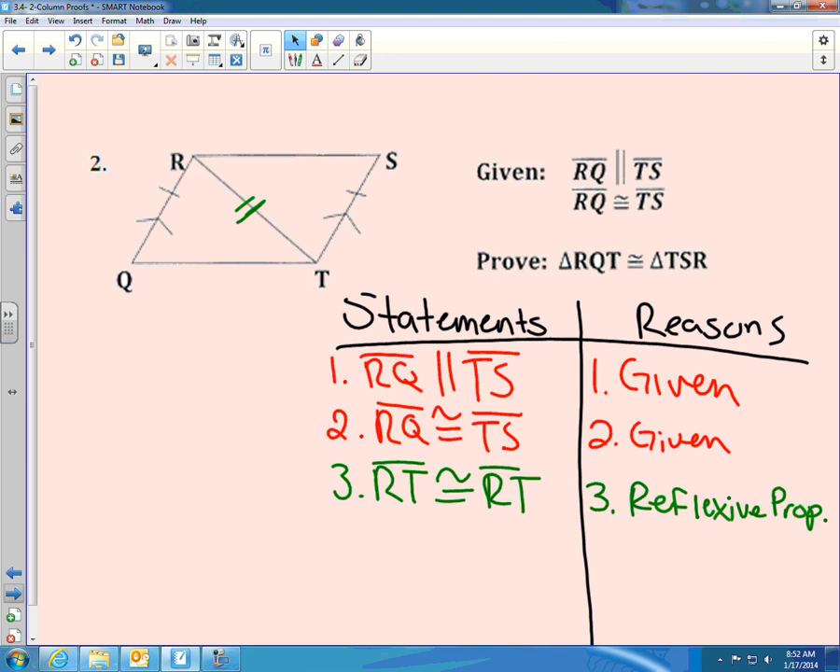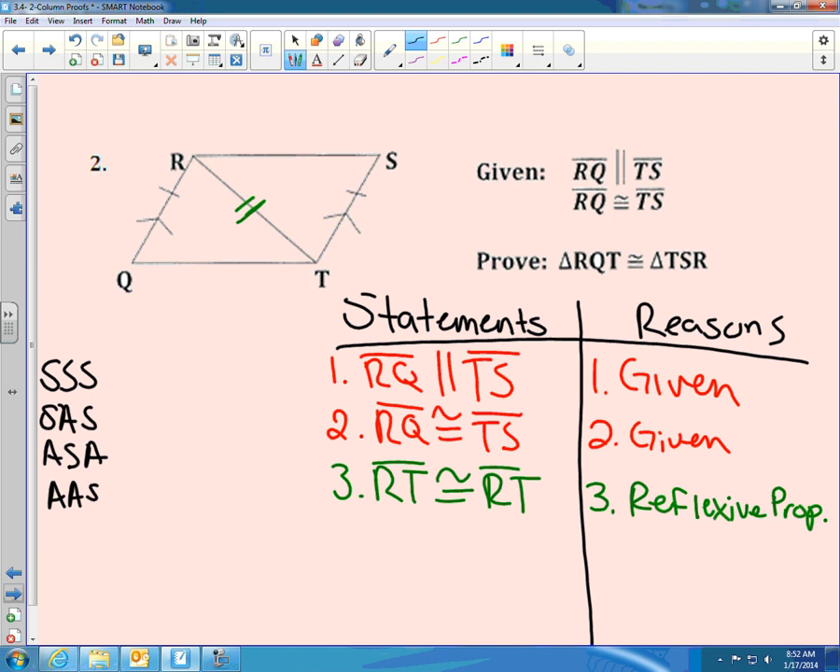So let's think about our choices: side-side-side, side-angle-side, angle-side-angle, and angle-angle-side. Well, looking at it, I already know that two of my sides are congruent, so I'm going to cross out my options that don't use two sides. So either I need to prove that the third sides are congruent to each other, or I need to prove that their included angle is going to be congruent to each other.